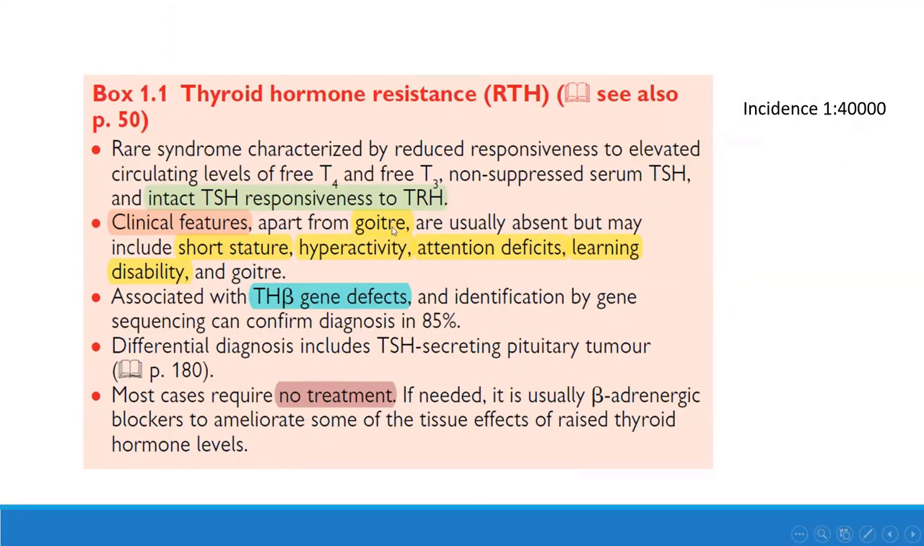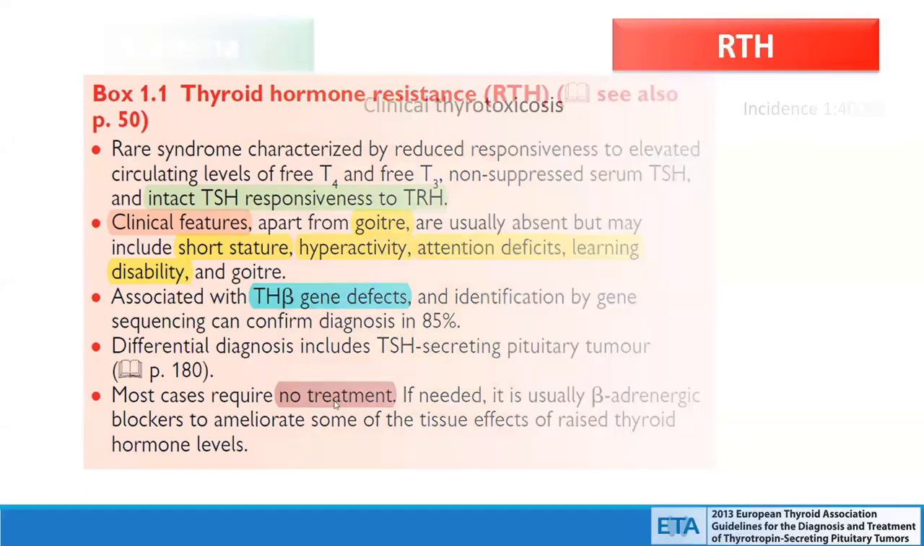Don't forget that the patient presents mainly with goiter, short stature, hyperactivity, attention deficit, and learning disability. And don't forget the thyroid hormone receptor beta gene defect, this is very important, and no treatment is required.